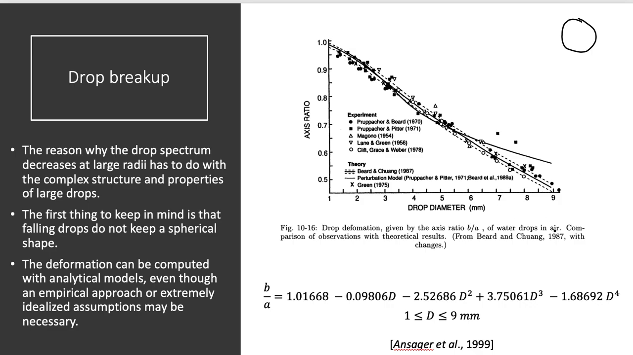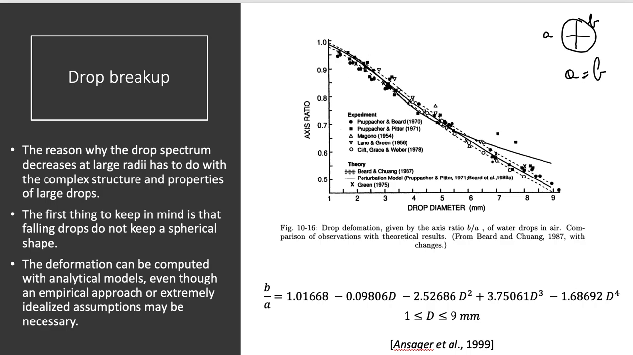Okay, so we don't really need to go into the details. The axis ratio means the deformation essentially. So if you have a drop, you could define an axis A and an axis B. When A equals B, then the droplet is not deformed, and it has a spherical shape, and this tends to be the case for particularly small droplets.